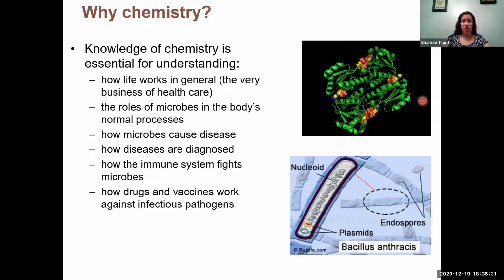Also microbes, living organisms. So we're going to have lots of chemical reactions going on inside of microbes as well. Understanding how microbes cause disease: some of these mechanisms have chemical components to them. Understanding how different diseases are diagnosed and some of these processes. The immune system, so understanding how the immune system fights microbes is based on chemistry, as well as drugs and vaccines and how they work. So it is really important that we understand these basic chemical components before moving on to talk about microbiology.